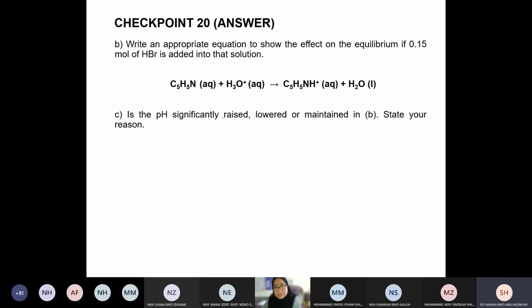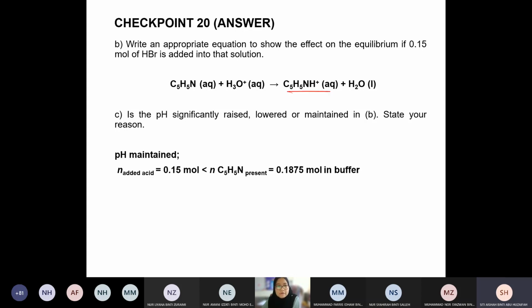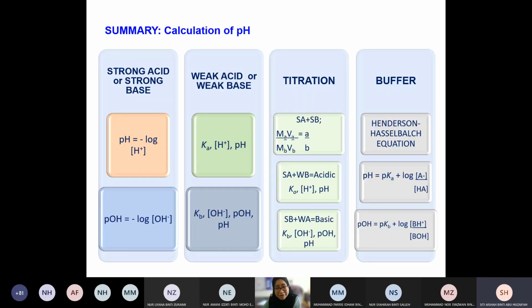Okay, C, NH plus, H2O. This is for, yeah, terbalik pula. So dia duduk, so dia less. Okay, so this is the habis.